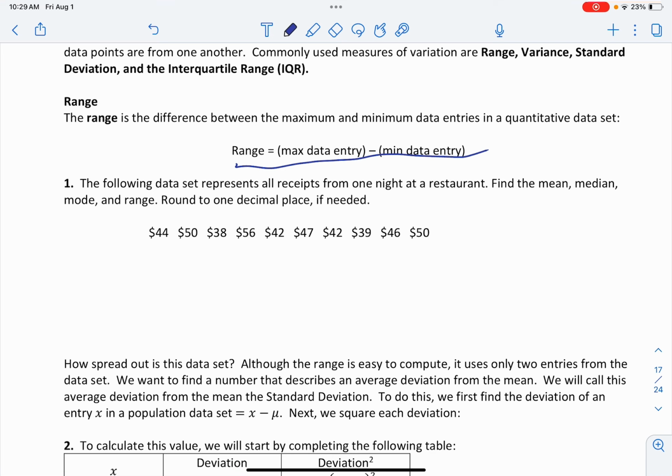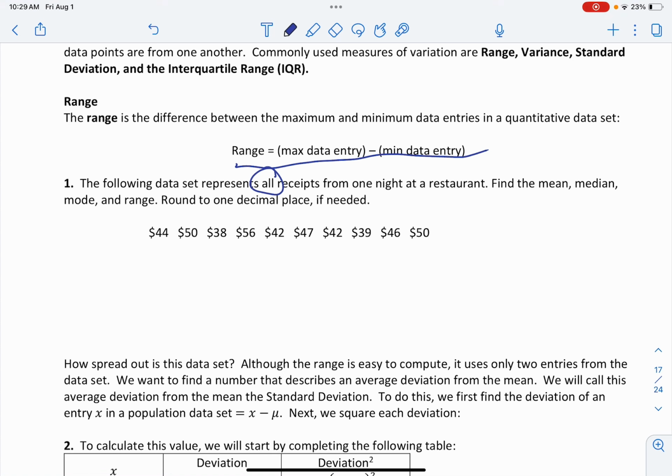But to start us off, let's do an example with some receipts from one night at a restaurant. And for calculation purposes, let's call this a population. So it's all the receipts, right? So it's a population, not a sample. Let's find the mean, median, and mode.